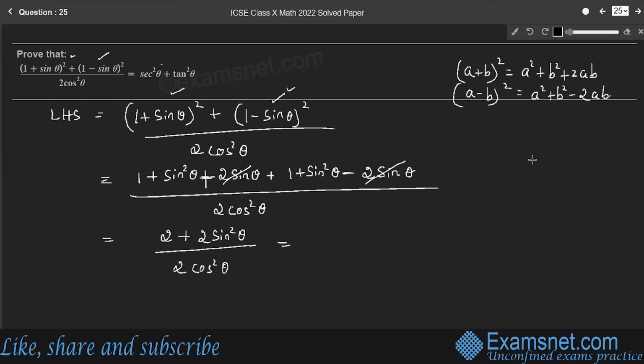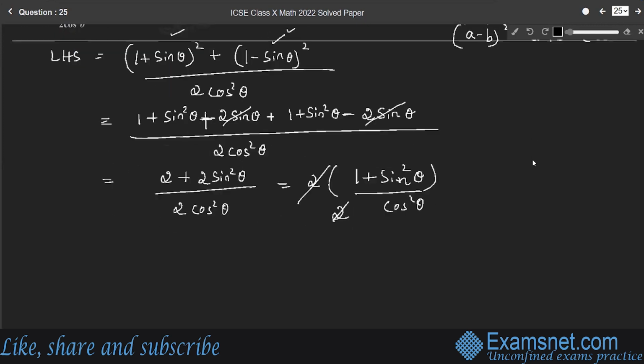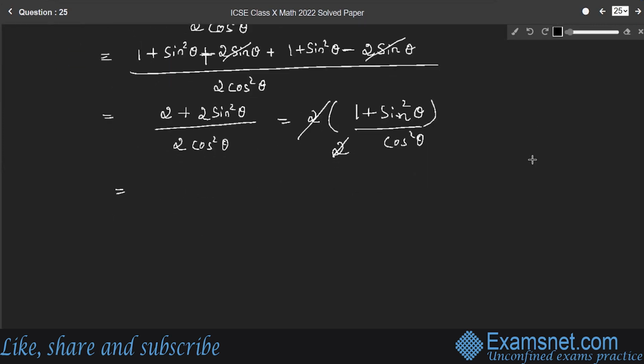We can take 2 as common: 2 into 1 plus sin square theta, divided by cos square theta into 2. So we can cancel 2 and 2. The remaining term is 1 plus sin square theta by cos square theta. We can write it as 1 by cos square theta plus sin square theta by cos square theta.